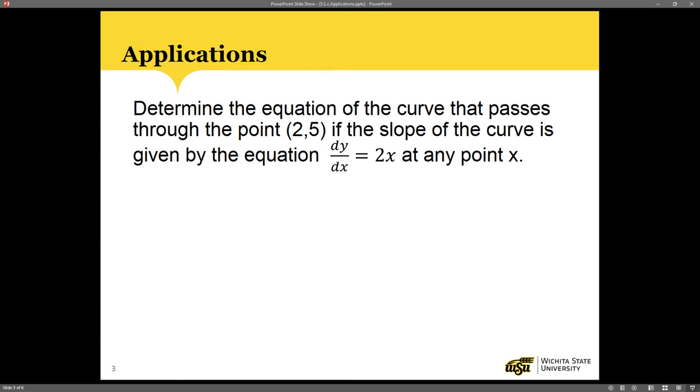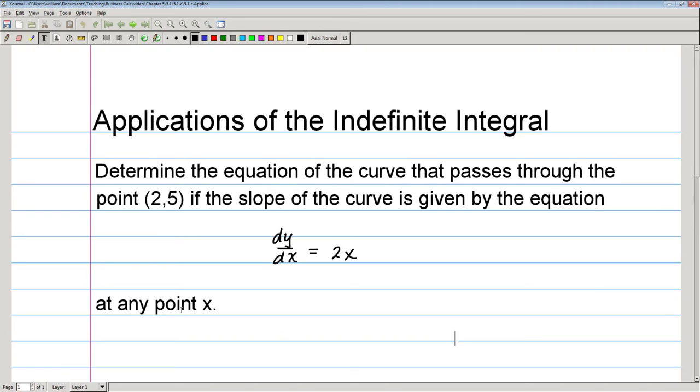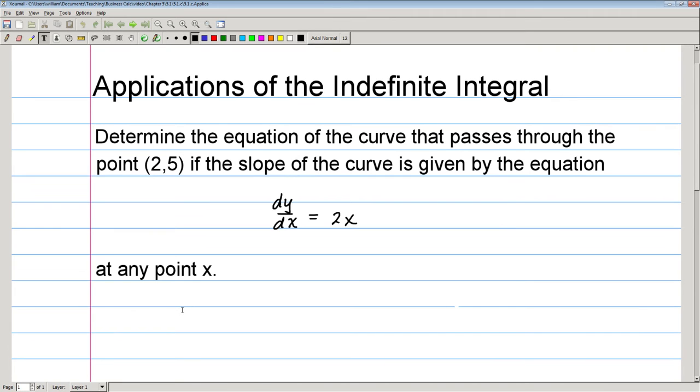So we're going to have to do some writing. Let's switch over to our notebook. Here we have the same problem. We want to determine the equation of a curve, but we're not given the equation, we're given the derivative of the equation, and we're given a point it passes through.